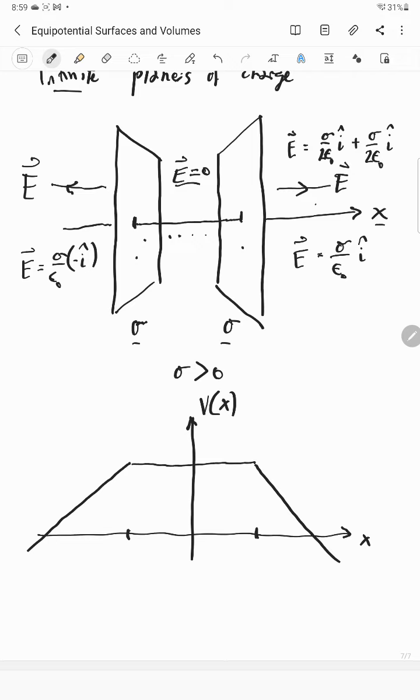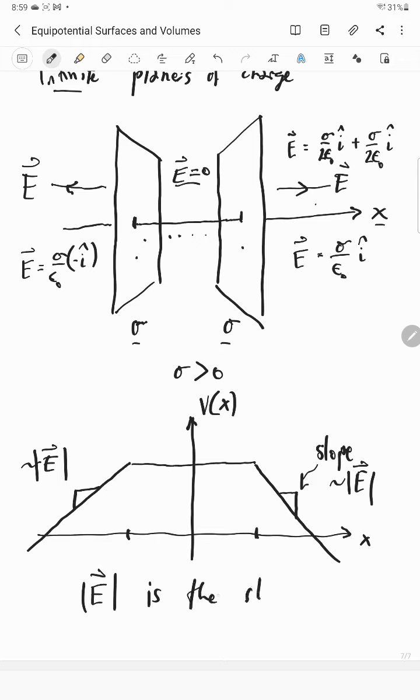So in the next video, I'm actually going to show you that this right here, this slope, right? This slope is related to E. It's related to the strength of the electric field. And the slope is related to the strength of the electric field over here as well. That is, E is the slope of V, right? Slope means derivative.